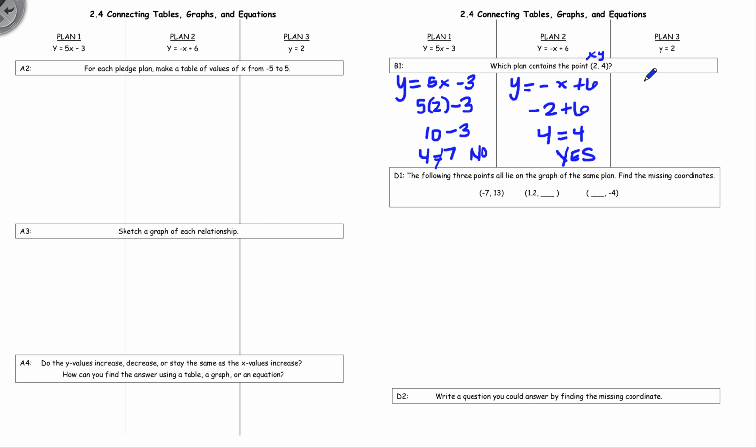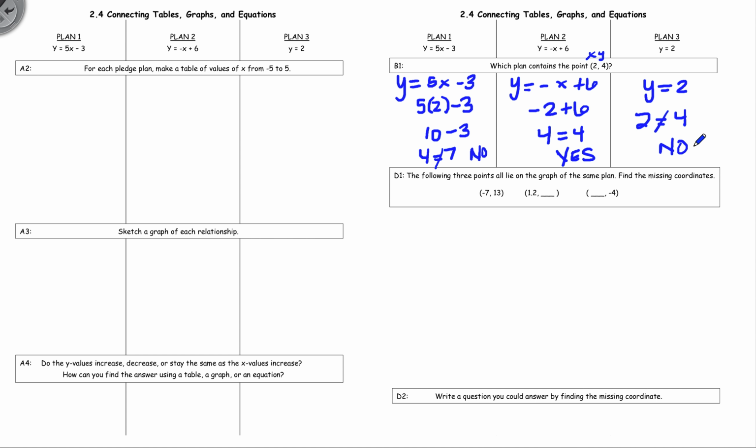Now let's look at plan 3. Plan 3 says y equals 2. No matter what, y is going to equal 2. Well, look over here. What's it saying that y should equal? It should equal 4. So there's no way that 2 will ever equal 4. So this is obviously a no.